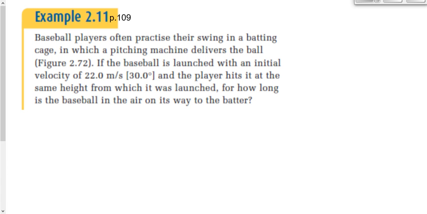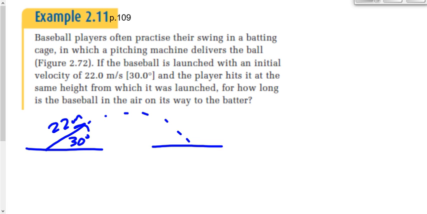So as baseball players often practice their swings in a batting cage in which the pitching machine delivers the ball. The baseball is launched with an initial velocity of 22 meters per second at 30 degrees, and the player hits the ball at the same height from which it was launched. How long is the baseball in the air on its way to the batter? So the baseball is launched like this, not from ground level, but from the level at which it's hit. So it's like from ground level to ground level.